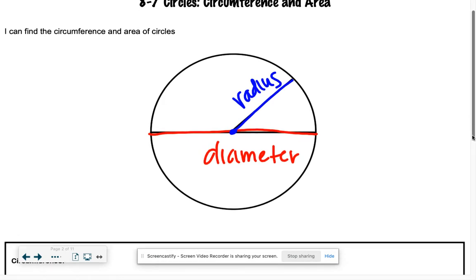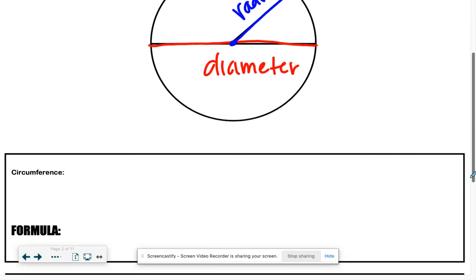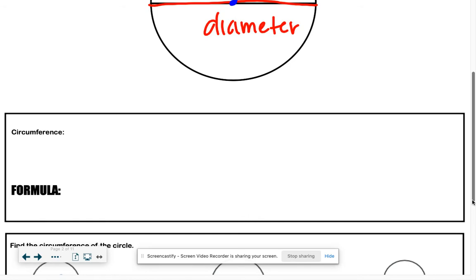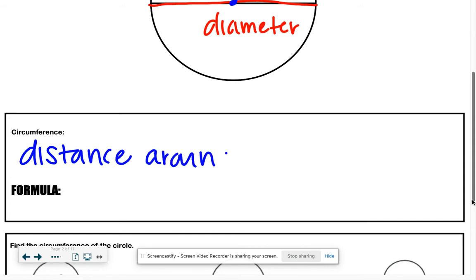Okay, so we gotta talk about circumference. Circumference is if you wanted to walk all the way around your circle, how far would you go? So it's the distance around your circle. That's circumference. Distance around a circle.